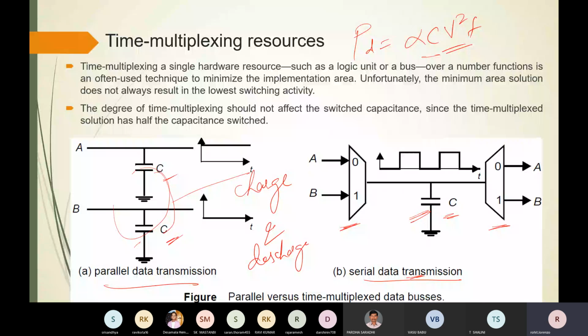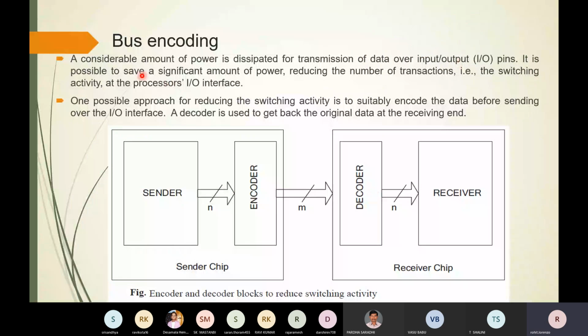Now another technique for minimizing power dissipation is bus encoding. There are several techniques available, and I will discuss one technique under bus encoding, that is gray coding. In bus encoding, a considerable amount of power is dissipated from transmission of data over input and output pins. Here is a receiver chip, and whenever we send the data we encode it, and at the receiver end we decode. It is possible to save a significant amount of power by reducing the number of transitions and the switching activity at the input output interface.